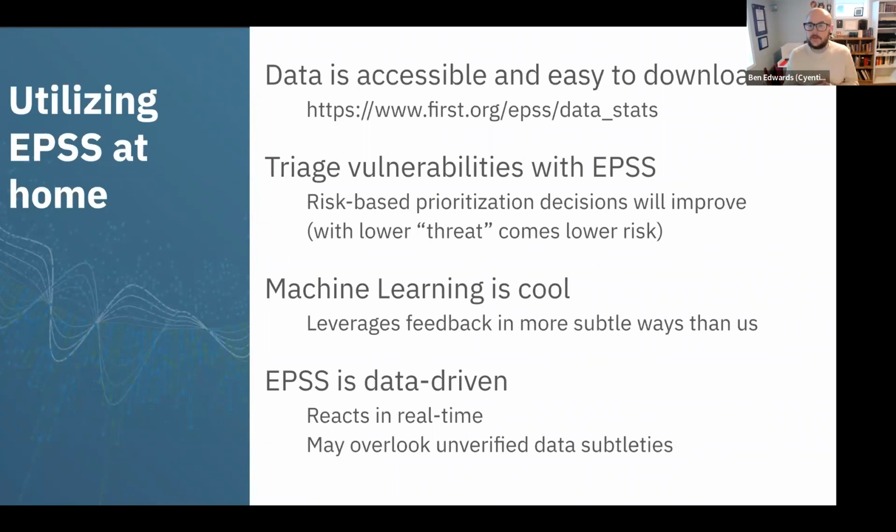Because the model is built on trying to suss out those things and figure out when there are those subtleties. So yeah, I think that's the cool part, that it is data driven and we can measure how right it is, and hopefully you agree that it's right most of the time.